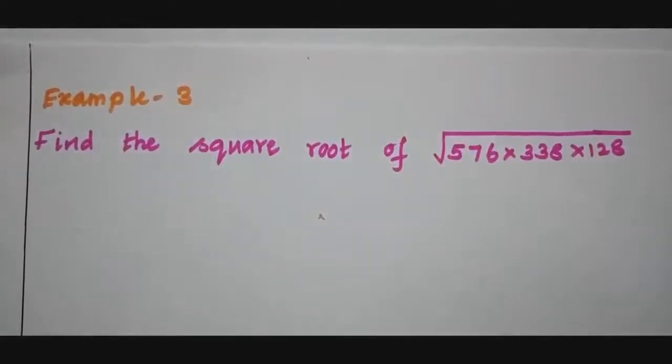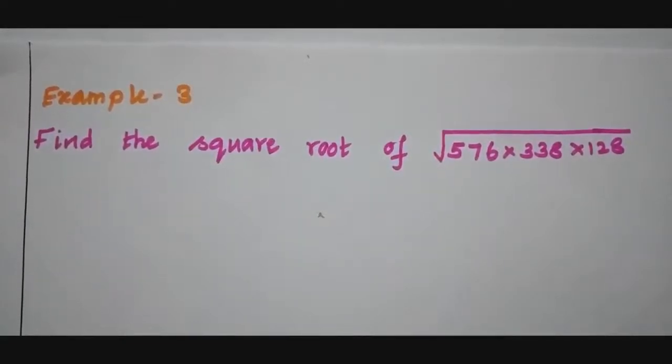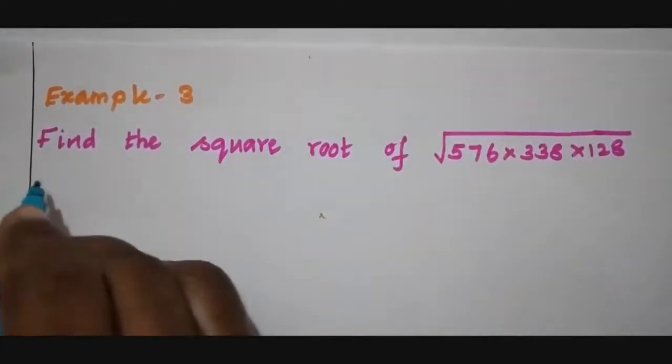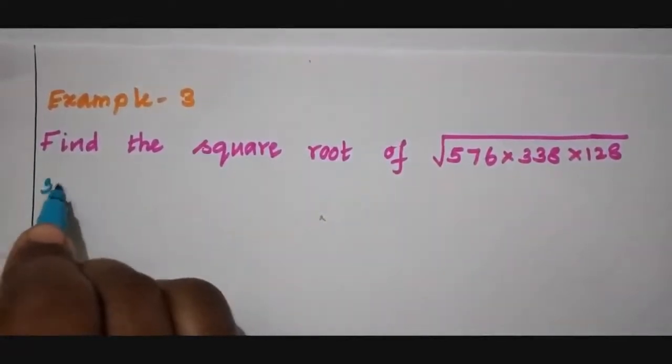Example 3. Find the square root of 576 into 338 into 128. How do we solve this one? Let us factorize the numbers individually and then take the square root. Shall we start to do, children? Yes.